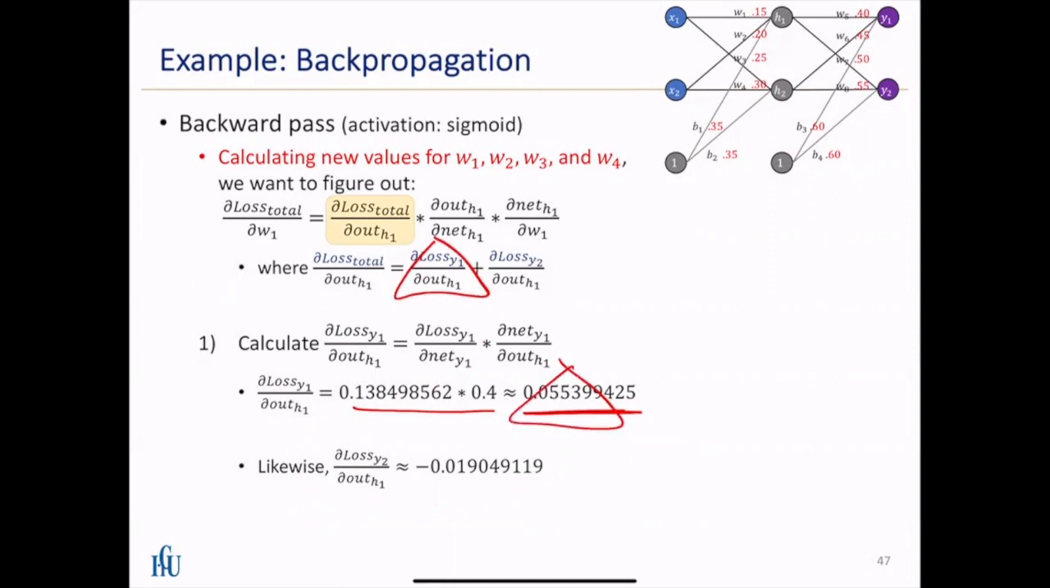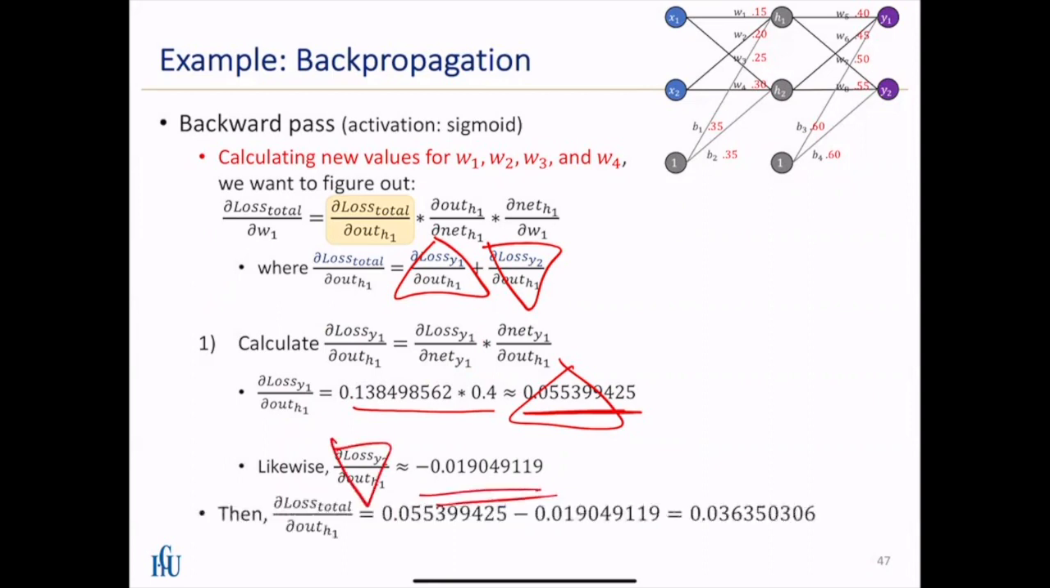And in the same way, you can calculate the loss at Y2 with respect to the output of H1. So this one can be calculated in this way. And finally, we can get this one in the yellow box. So by simply taking this addition, you can get the quantity of the first yellow box.